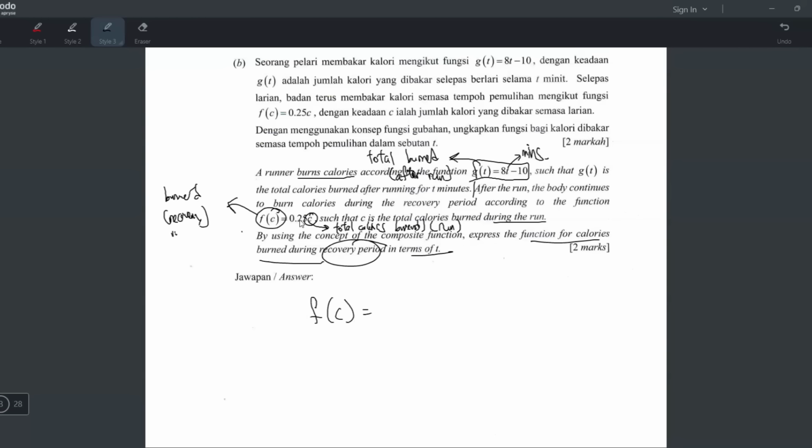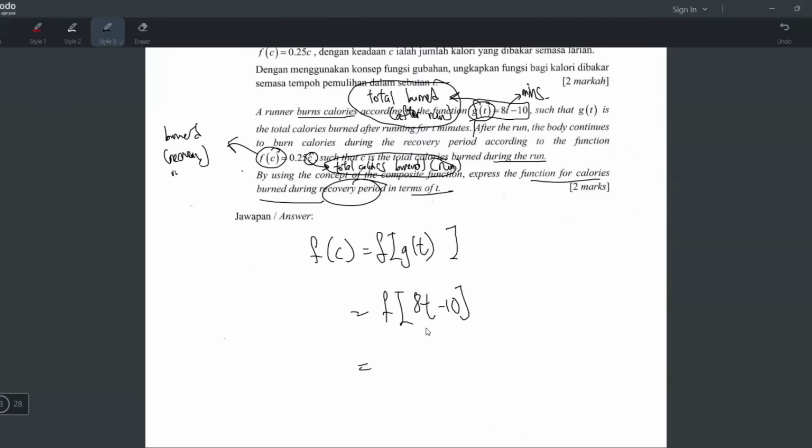So if you want to change this to T, what can you do? Actually C is total calories burned during run, right? But did you realize this one GT is also total calories burned during run? So the C can be replaced with GT here because they are the same thing. They are both total calories burned during run. So you can put in GT here, and then the GT function you can replace with 8T minus 10. The inside cannot be simplified anymore, 8T minus 10 cannot be done anymore. Then you look outside.